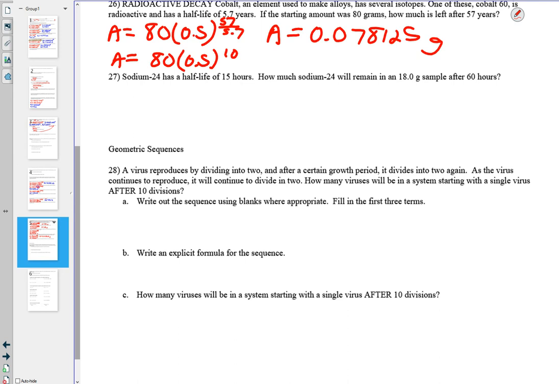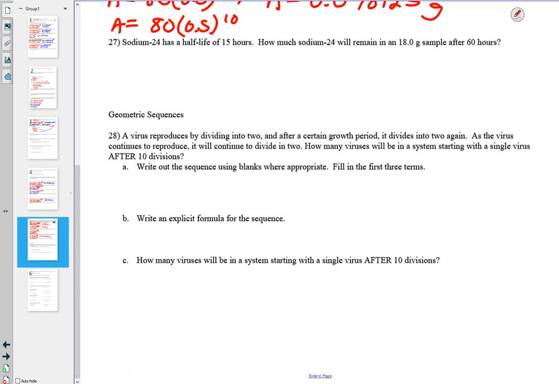Do I need to do another half-life, or are we good with half-life? Do you want to do the last half-life one, or do you want to move on to sequences? Okay, it says sequences, so let's do sequences.